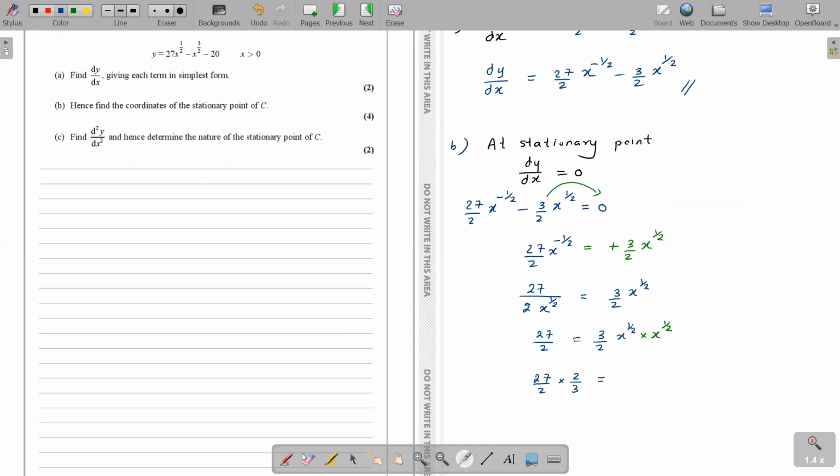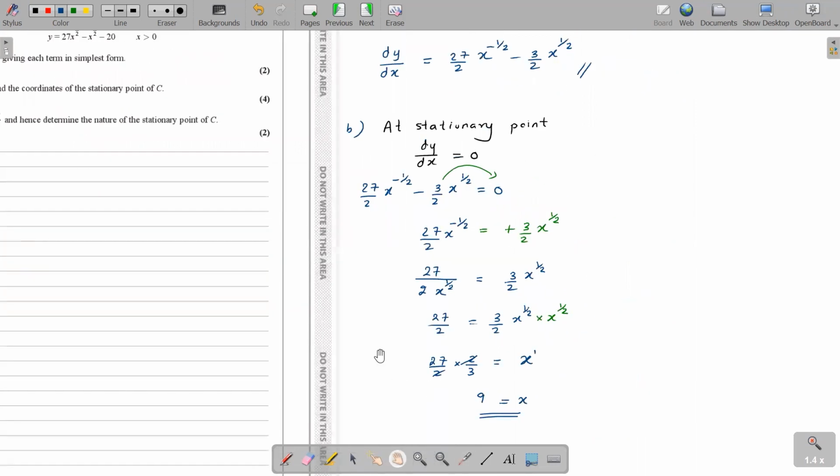I'm trying to make x the subject. X to the power half into x to the power half gives me x to the power 1. So basically x is equal to 27 over 2 into 2 over 3; the 2 and 2 cancel. I get 27 over 3, which means x equals 9. That clear? x equals 9. So they want us to find what? Find the coordinate. A coordinate is not just finding x, but you must also find y.